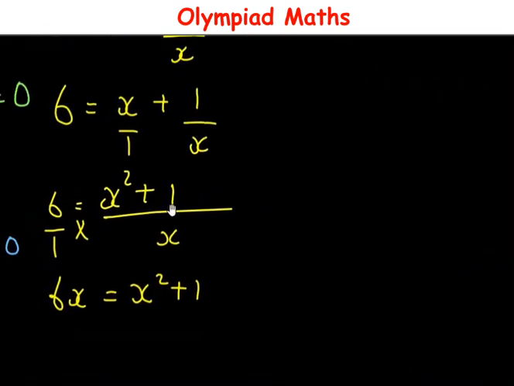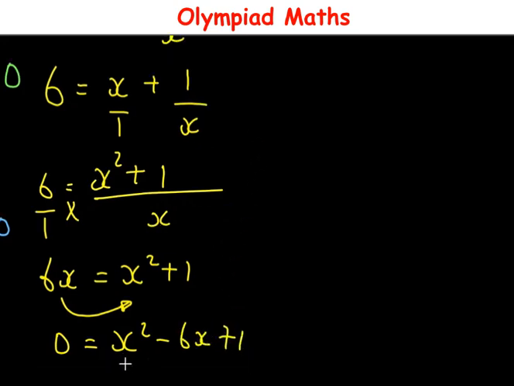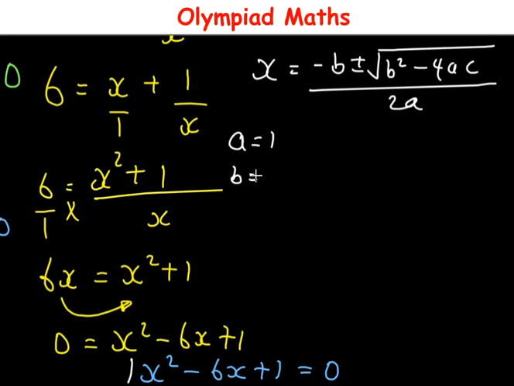And with this, if we move this over to this side, we have 0 equals x squared minus 6x plus 1. So this becomes x squared minus 6x plus 1 equals 0. To then solve this equation, we're going to make use of the quadratic formula, which is given by x is equal to minus b plus or minus square root b squared minus 4ac all over 2a. In this equation, the value of a is the coefficient of x squared, which is 1. The value of b is the coefficient of x, which is minus 6, while the value of c is the constant, which is plus 1.